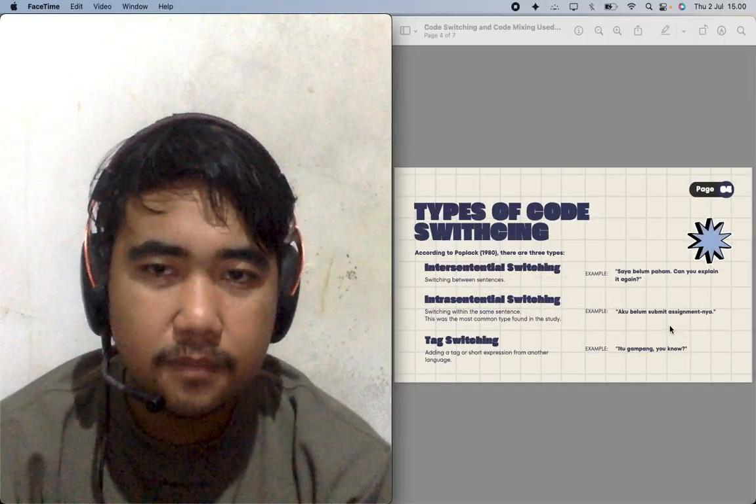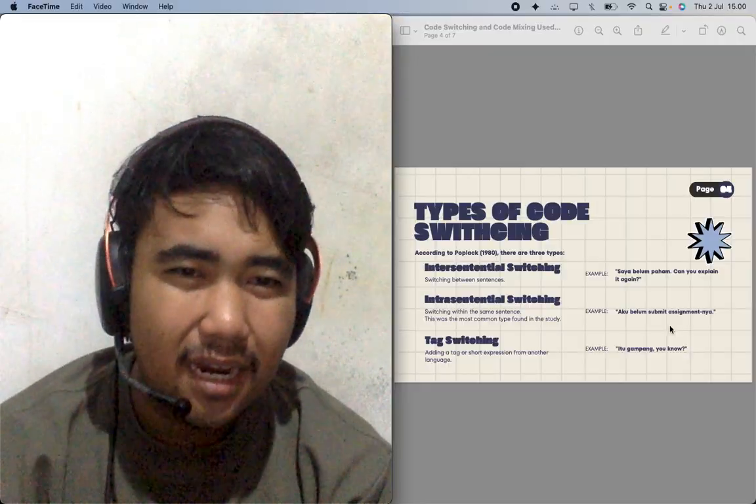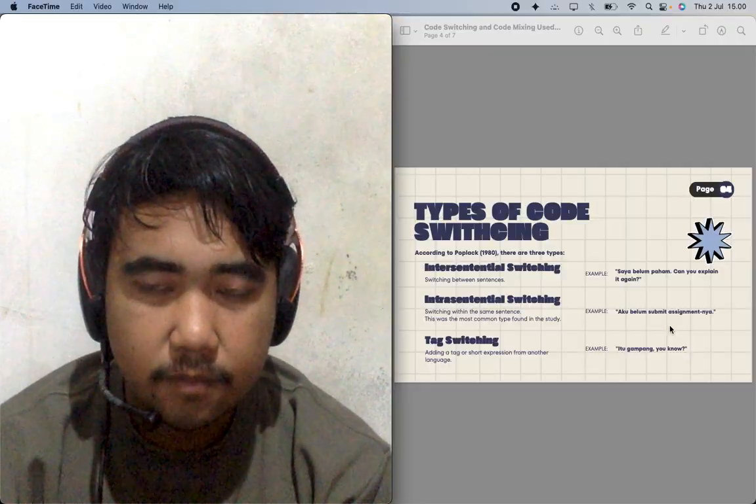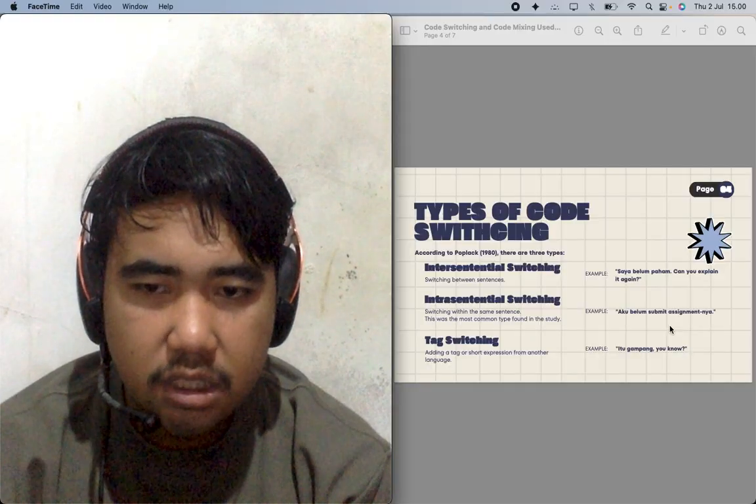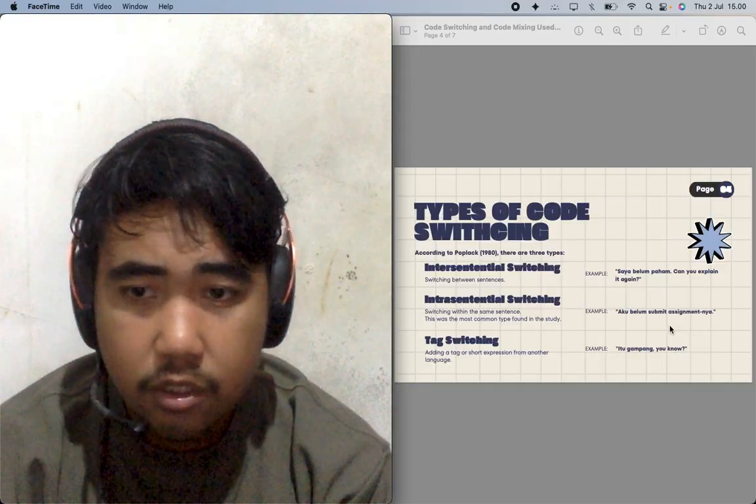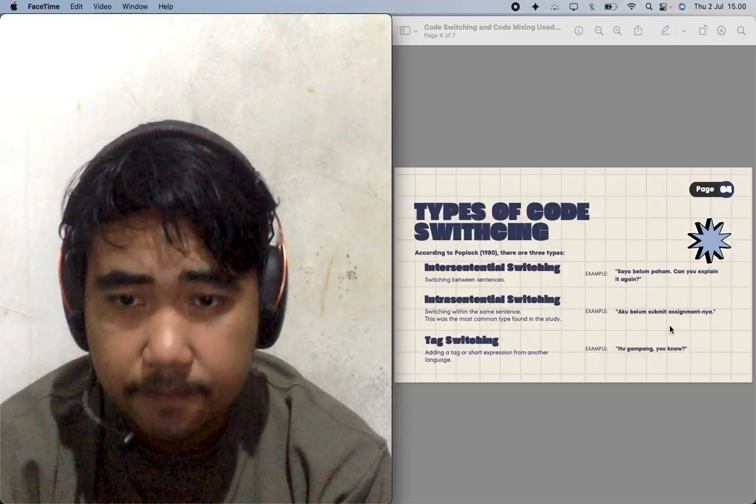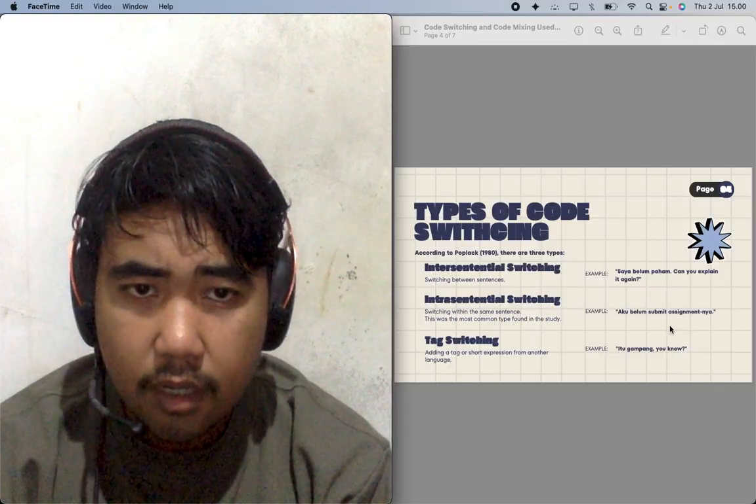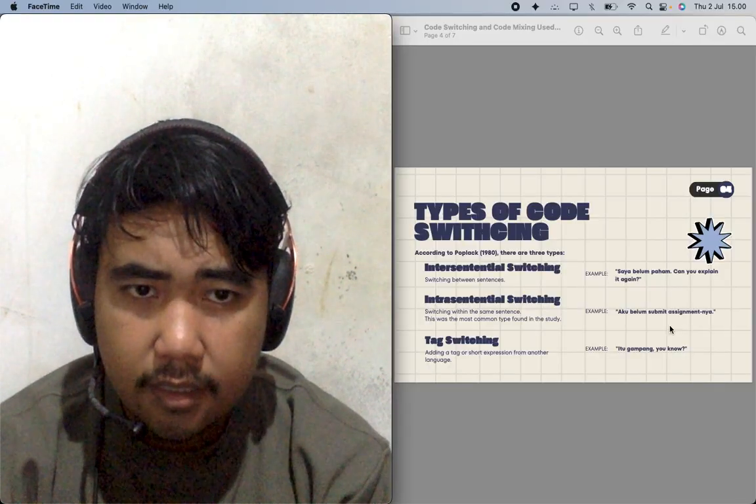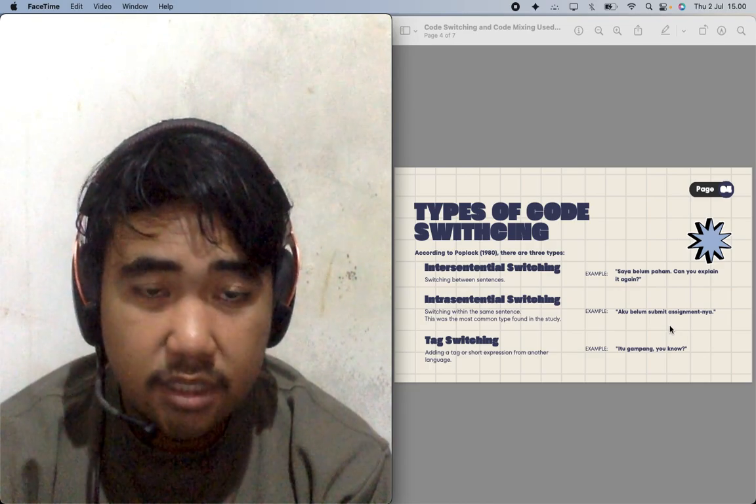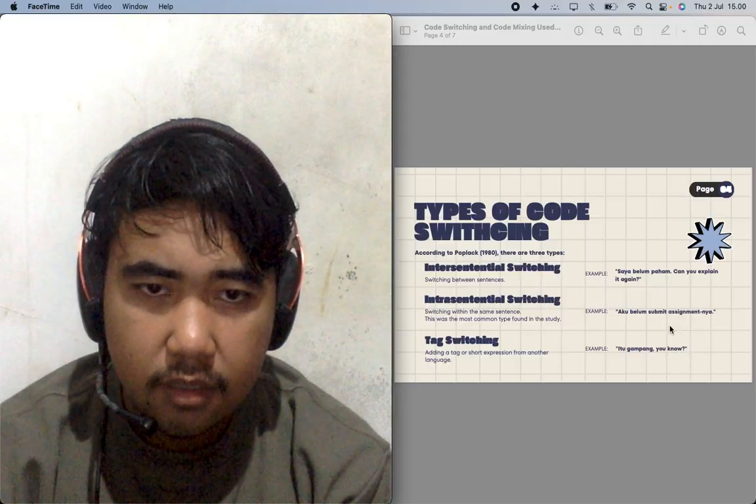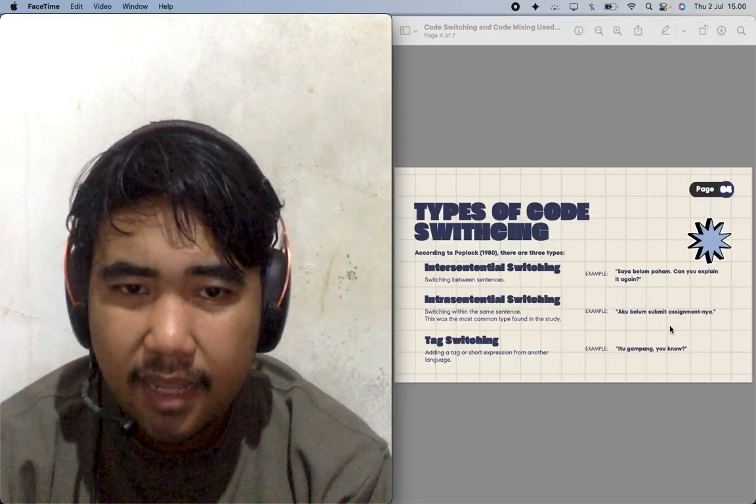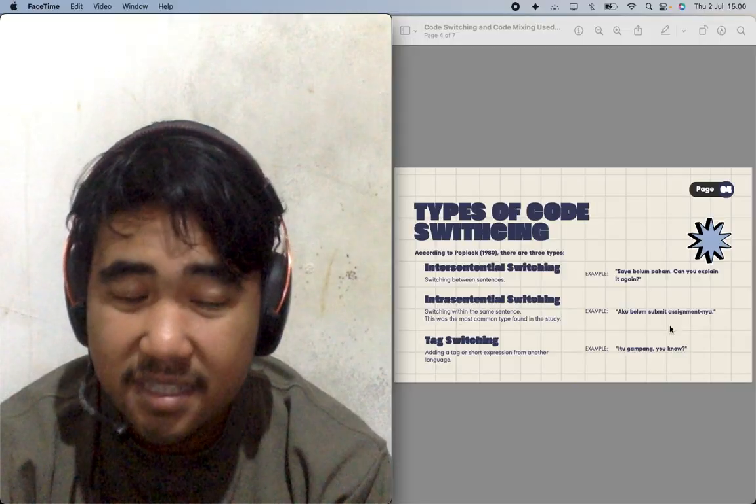Next slide. Explain about types of code switching. Well, what is actually code switching? Code switching is changing from one language to another during communication. According to Poplack 1980, there are three types here. The first type is intersentential switching. It explains switching between sentences.